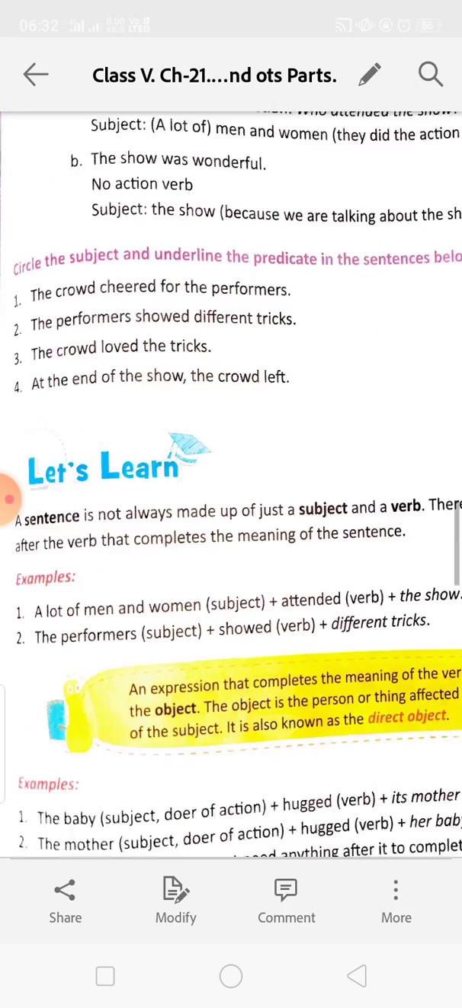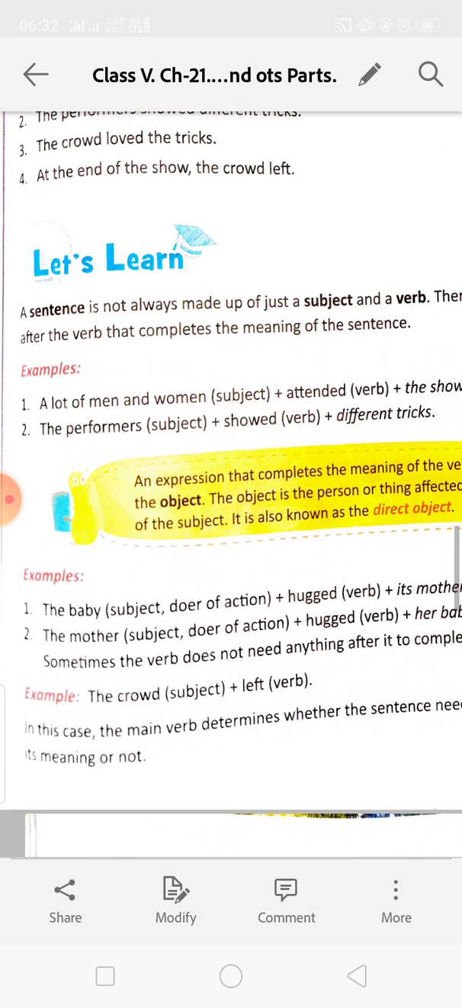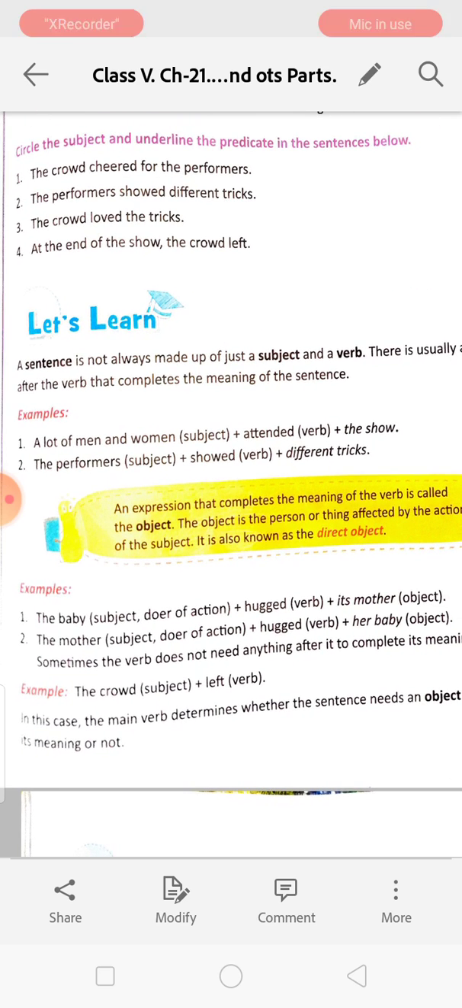So till this much. Last part we will do. Only some part is left. Till here I think you have understood. The last part: a sentence is not always made up of just a subject and a verb. There is usually something after the verb that completes the meaning of the sentence. A lot of men and women attended the show. A lot of men and women is the subject. Attended is the verb and the show is the object. The performer, subject, showed, verb, and different tricks.